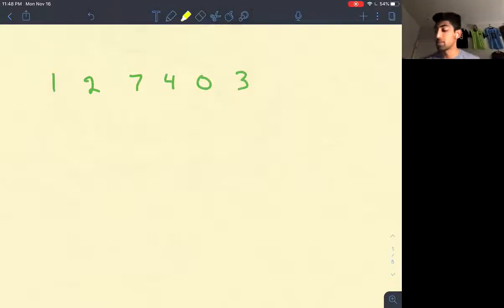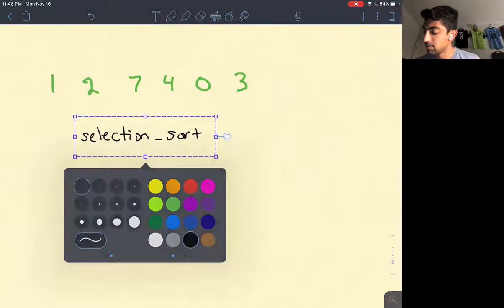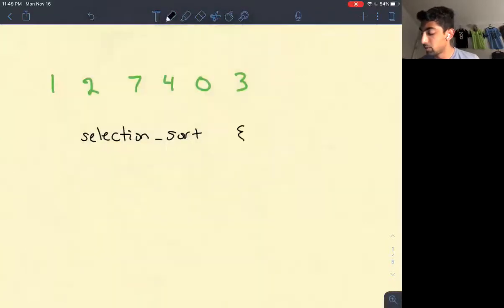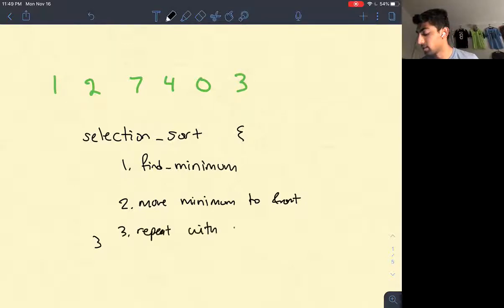If we recall how selection sort works, we iterate through each element. I'll quickly write down the algorithm again. First, selection sort. Let's make it a bit thinner. What we do is we find the minimum, and then we move the minimum to the front, and then we repeat with the remaining elements.